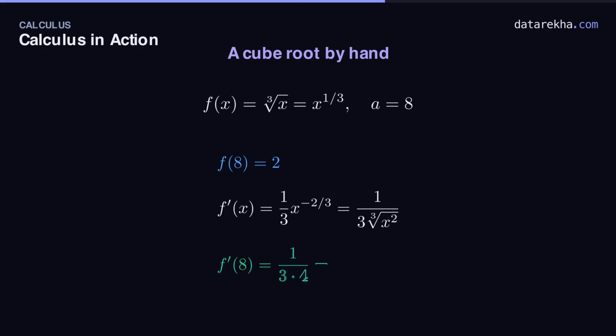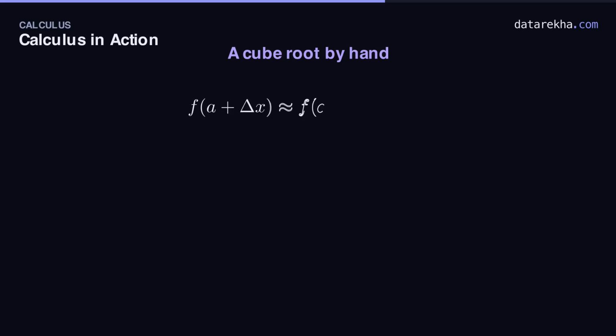At 8, the cube root of 8 squared is the cube root of 64, which is 4. So f prime of 8 is 1 over 3 times 4, 1 over 12. That's the slope of our tangent. The linear approximation says f near a is f of a plus the slope times the small step.